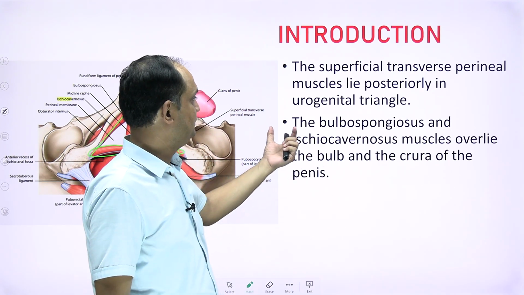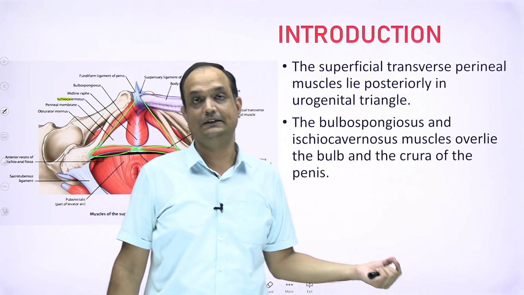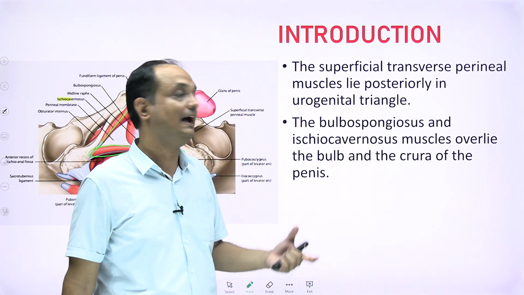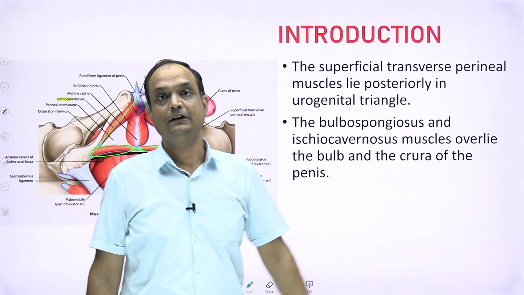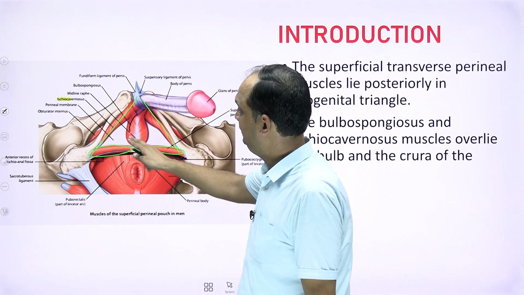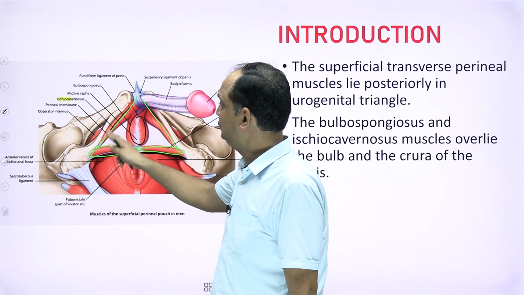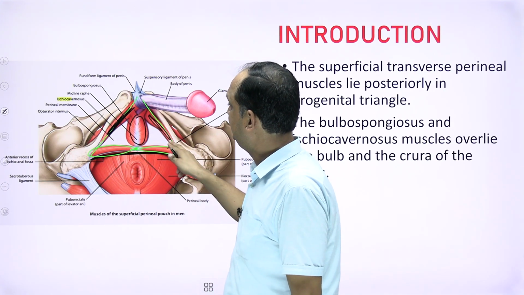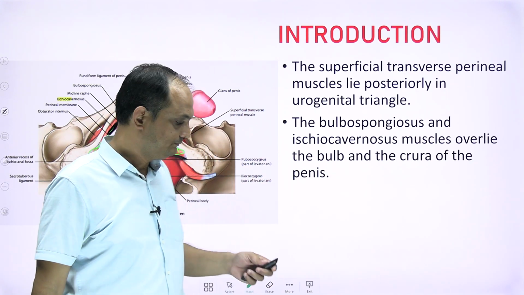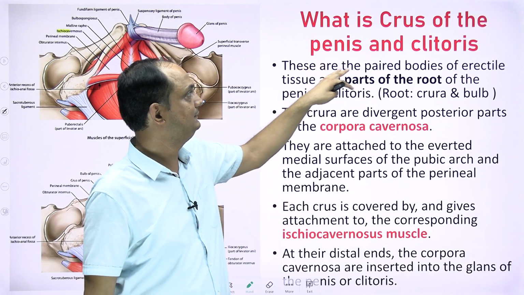These bulbospongiosus and ischiocavernosus muscles cover the root of the penis. You know that the root of the penis has the bulb and crura. When you see the root of the penis, this is the bulb, which is covered by the bulbospongiosus muscle, and these are the two crura, which are covered by the muscle known as ischiocavernosus. Clear? Now, what is the crus of the penis and clitoris?